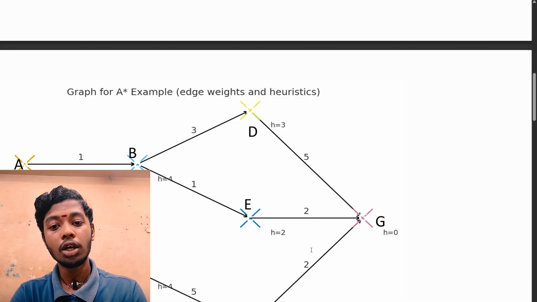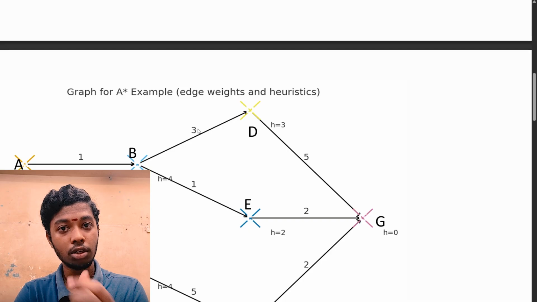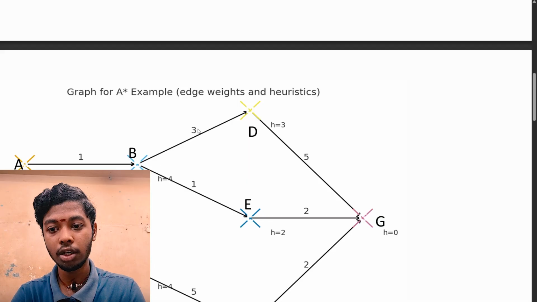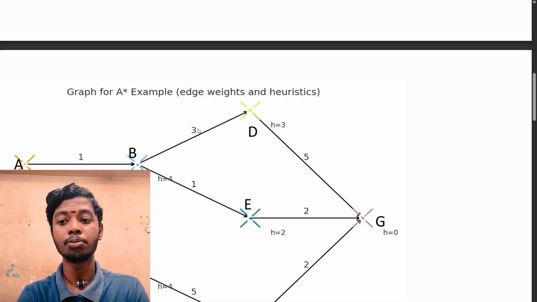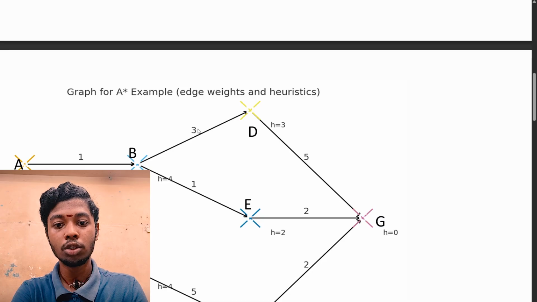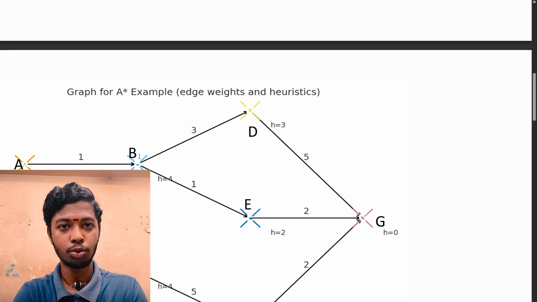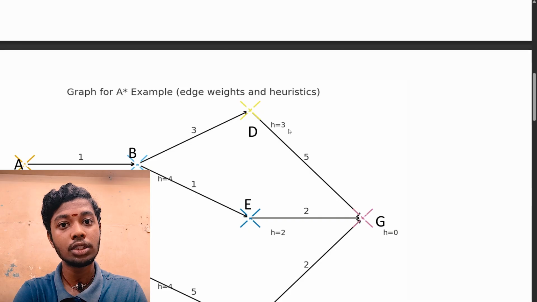Now the g value of D, how to find it? We have to add the g from the initial node to the current node. We already saw that in the presentation. The value of g is the additive value from the initial node to the current node. So g of D will be 1 plus 3, which is 4. g of D is 4 and the heuristic value is 3. 4 plus 3 is 7 for D.